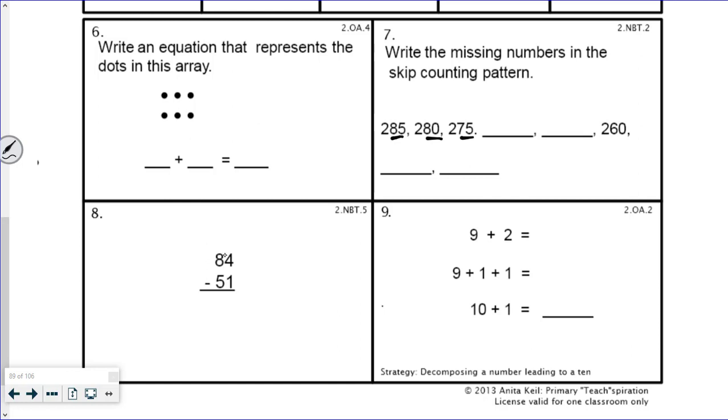Number 8, we've got a subtraction problem. 2-digit subtraction. I would suggest drawing a quick picture to help you with that one. Pause your video and do number 8.